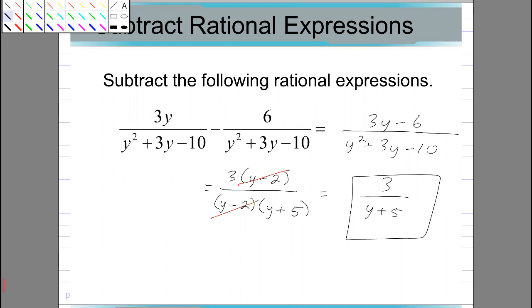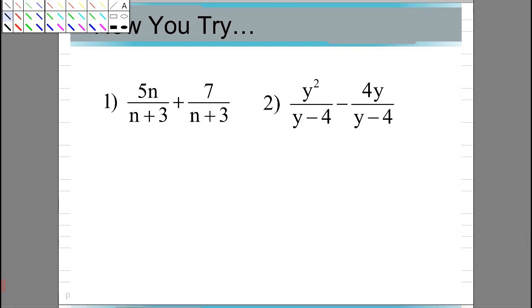And of course, always pause. If you need to go back, you can do that. That's the beauty of a video. Alright, so pause it, try these, and see how far you get. That will be 5n plus 7 over n plus 3. Hopefully that's what you got.